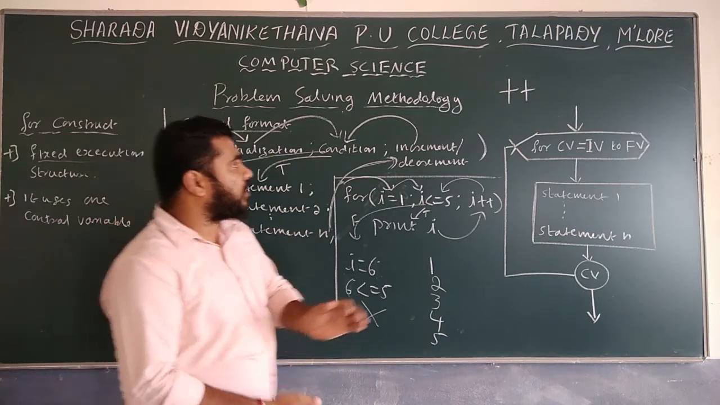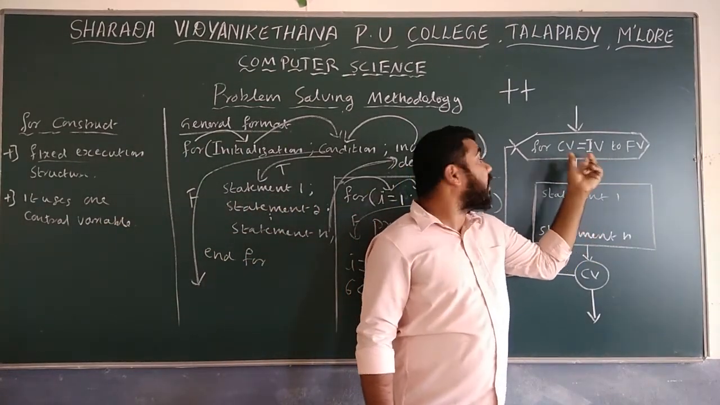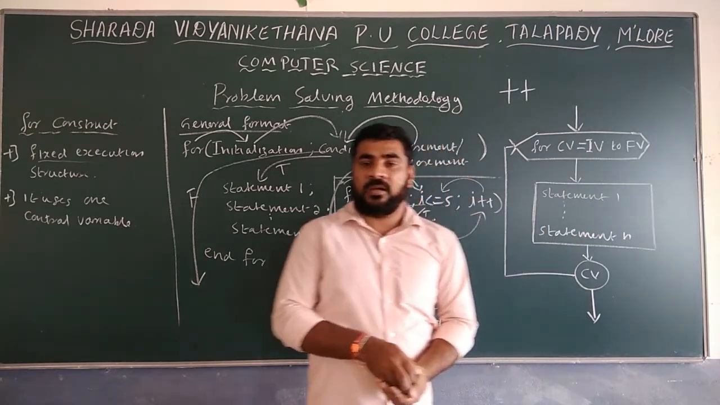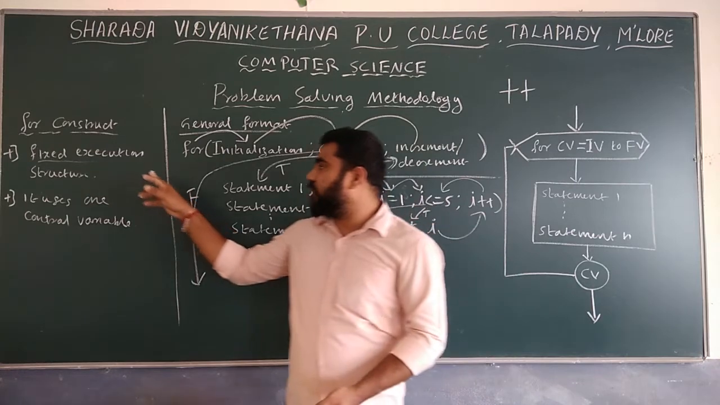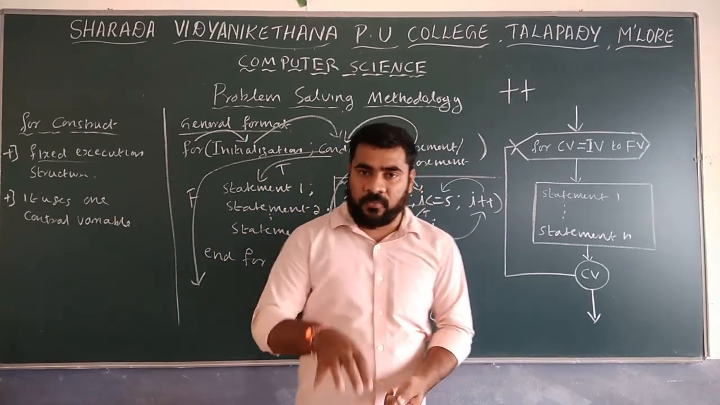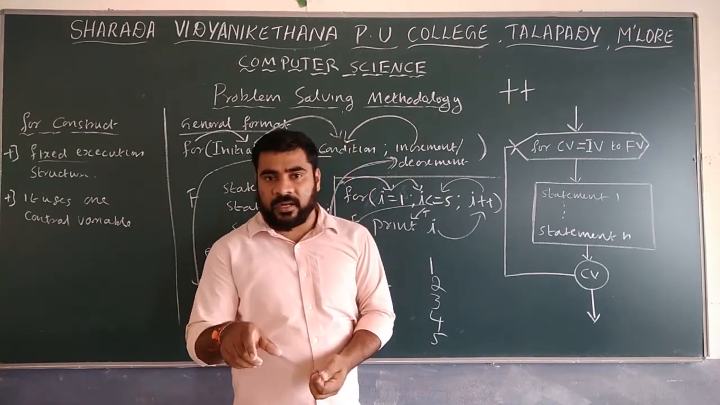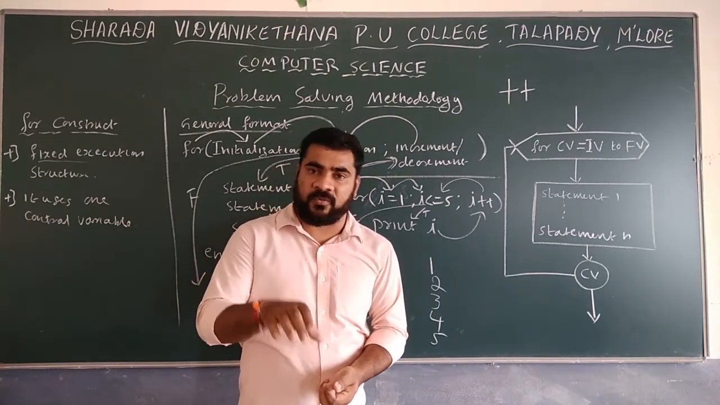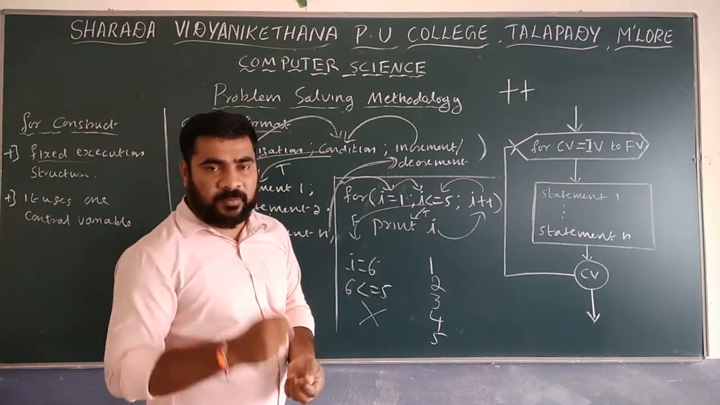After that, we discuss it with a flow chart. In the flow chart, a special symbol is used: control variable equals initial value to final value. Because the for loop is a fixed execution structure, we already know before starting the program how many times it should be repeated. Here, we know 1 to 5, so it will be repeated 5 times.